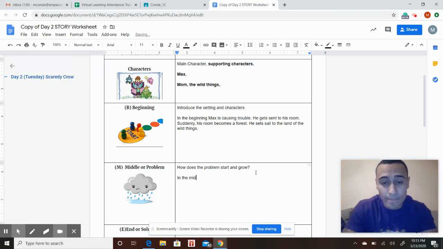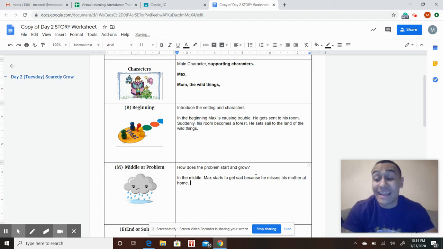In the middle, Max starts to get sad because he misses his mother at home. Again, that's not exactly what the words say. When I go back into the story, it says that Max starts to miss and wants someone to love him.